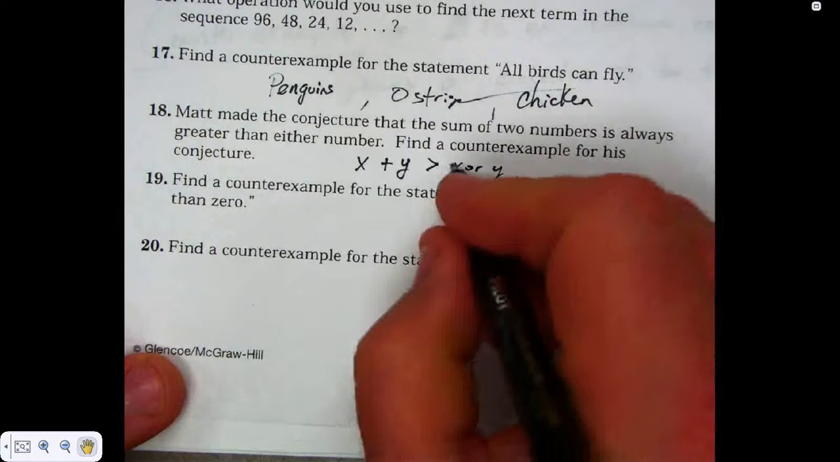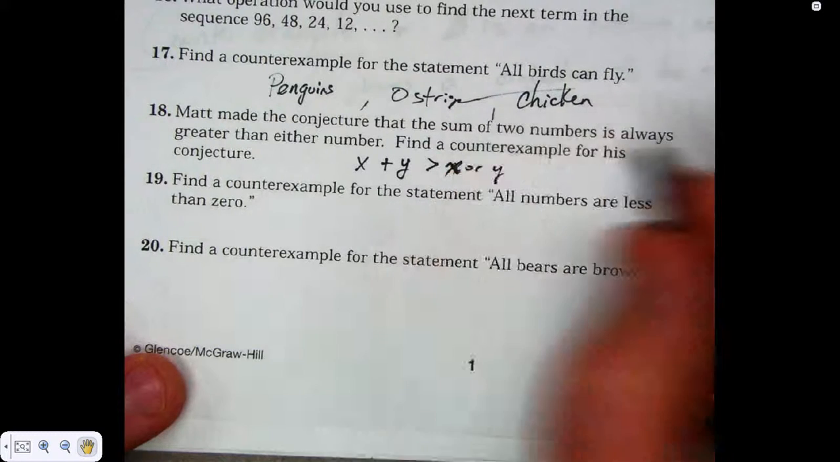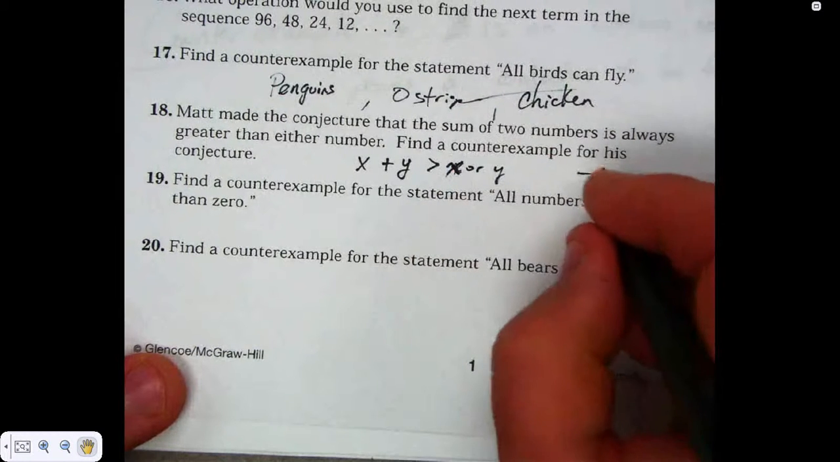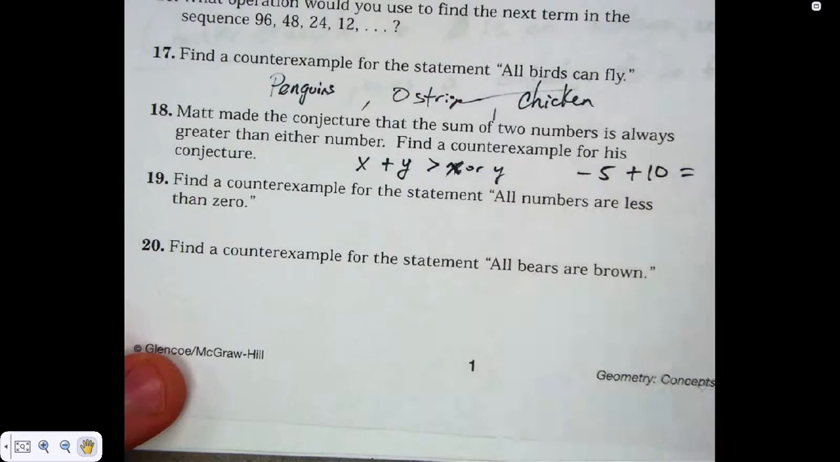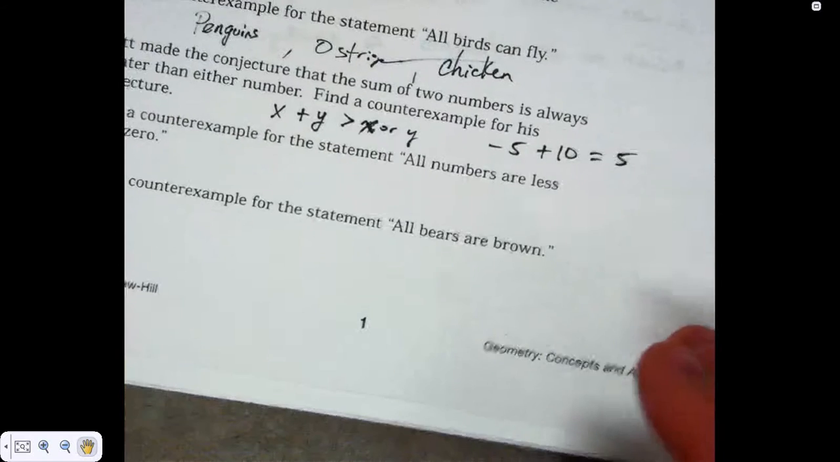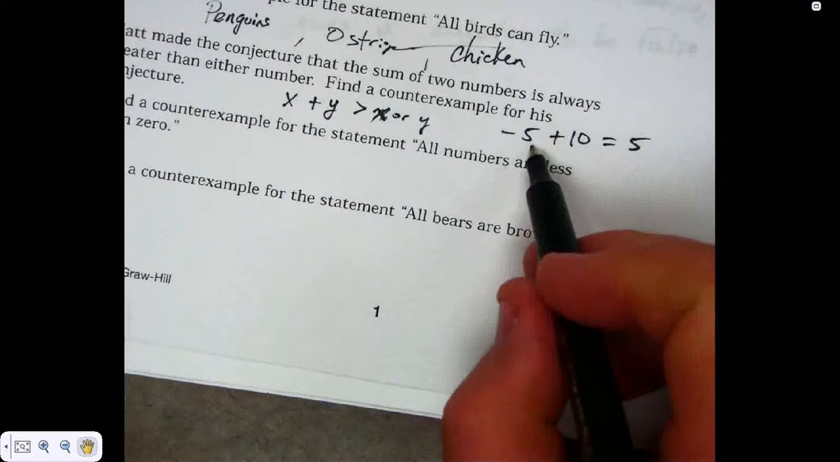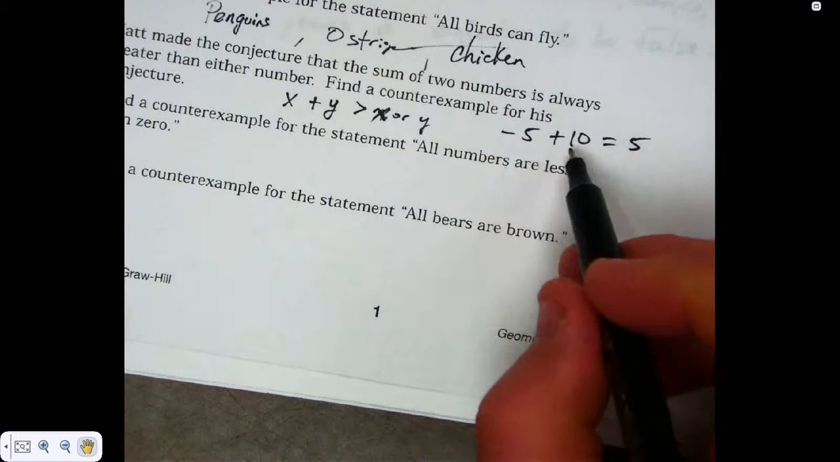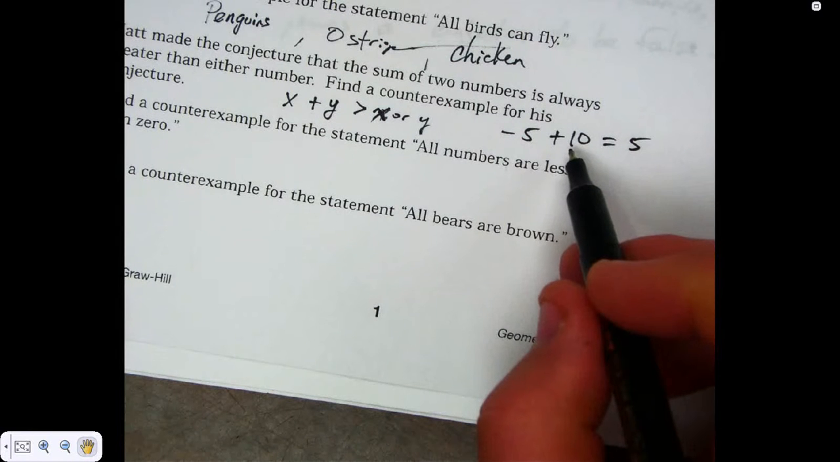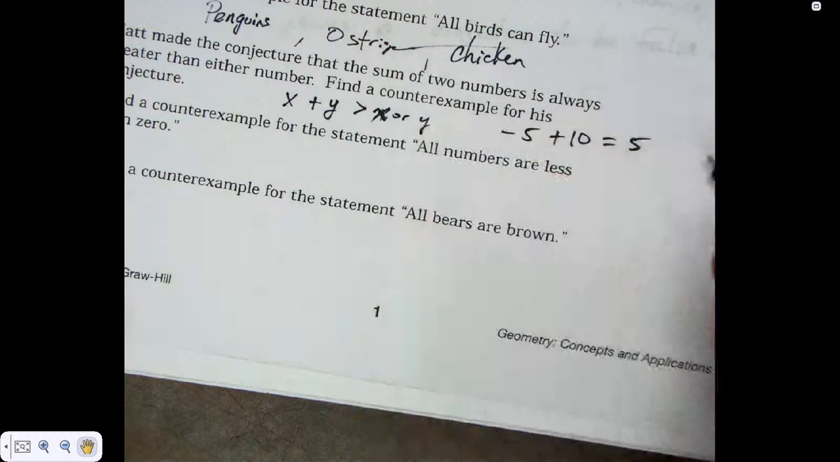Can you give me an example where that doesn't work? -5 plus 10. What is the answer to that? Why does that work? Because -5 is not greater than 10, is it? That's one counterexample. Boom, he's wrong.